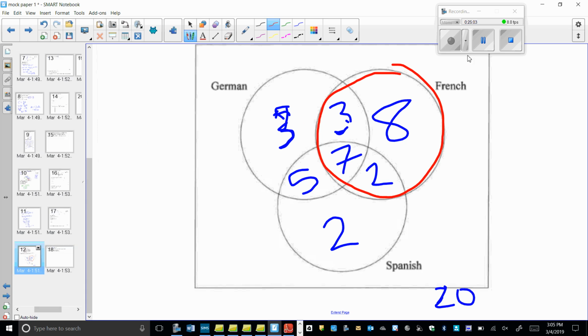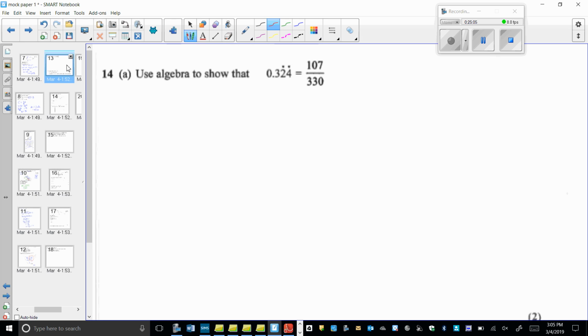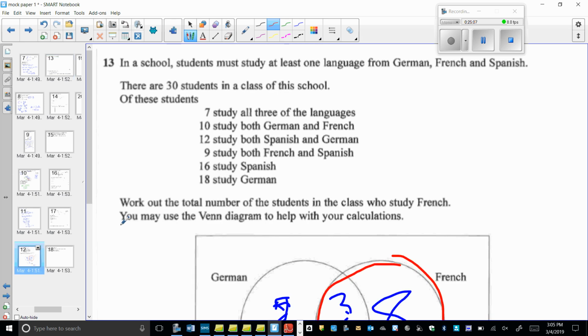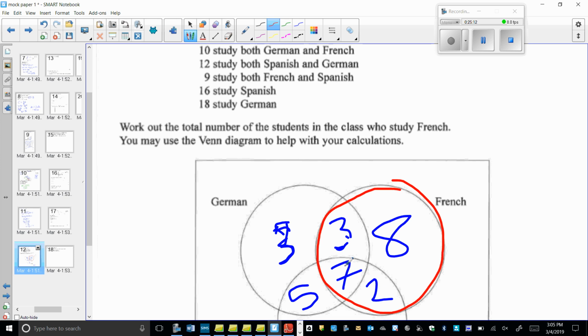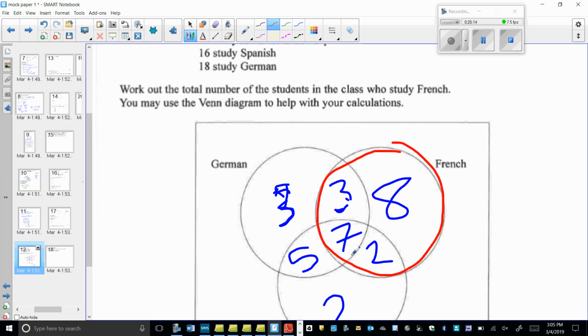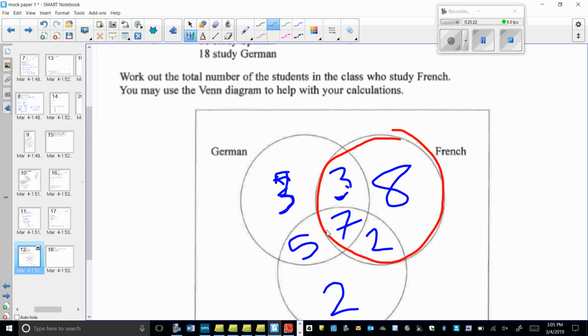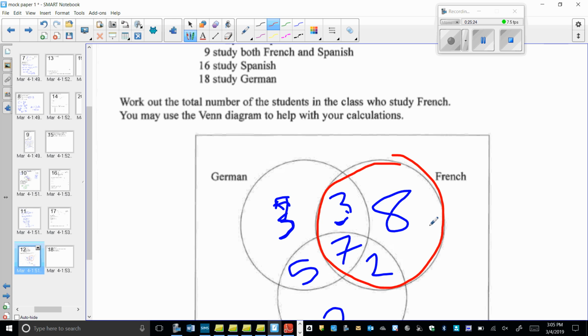Hopefully I didn't go too fast on that. Maybe I did? So both German and French, so these two numbers have to add up to 10, these two have to add up to 9, these two add up to 12, and then all of these numbers add up to 18, and all of these numbers add up to 16.